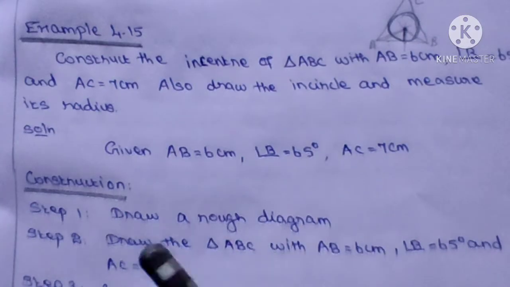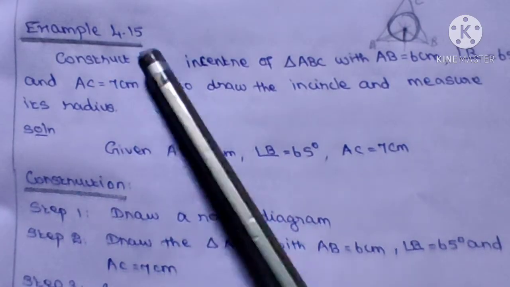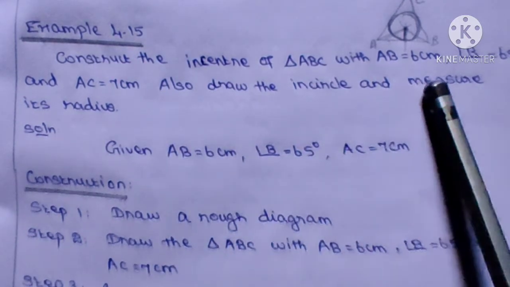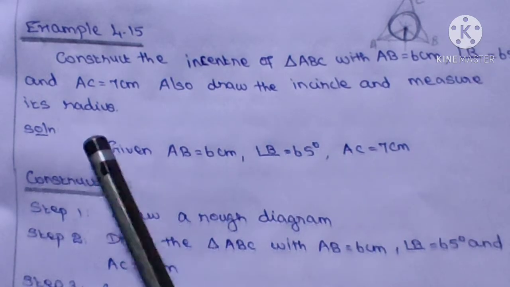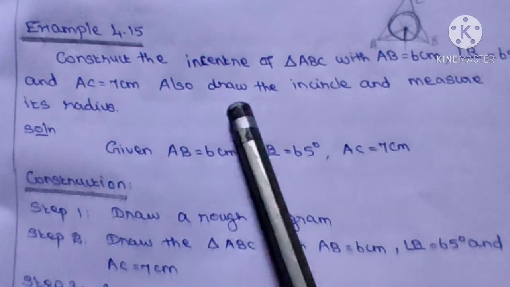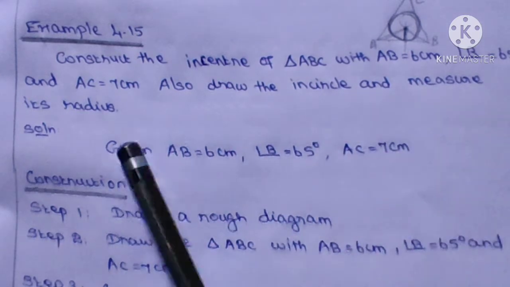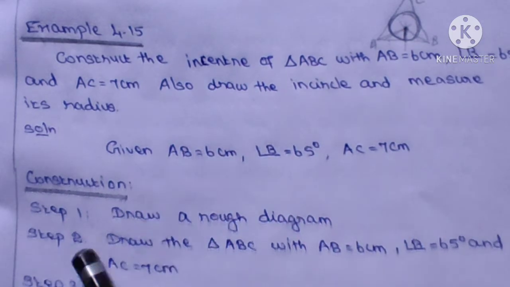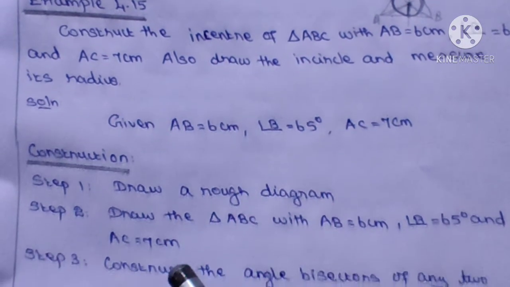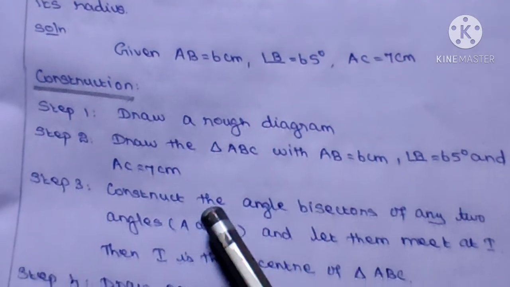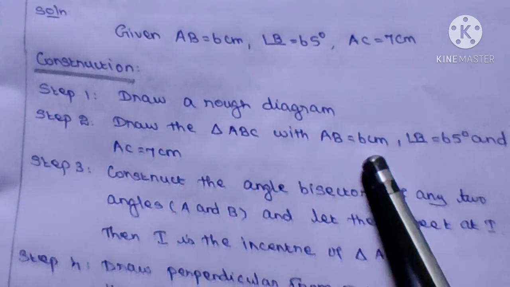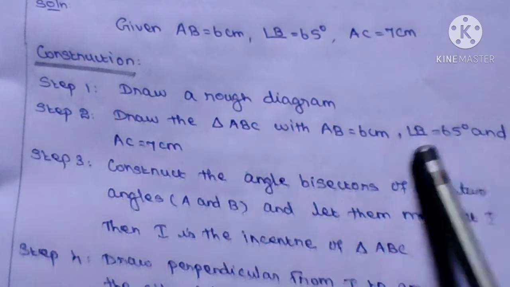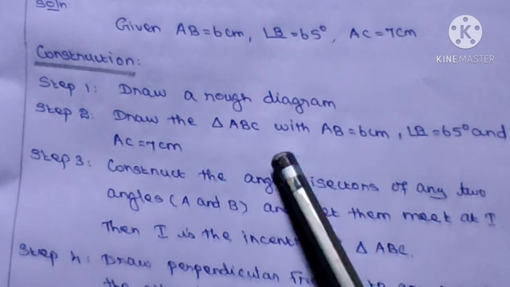Okay, listen to an example problem. Example 4.15. Construct the incenter of triangle ABC with AB 6 cm, angle B 65 degrees and AC 7 cm. Also draw the incircle and measure its radius. Write the given values. Listen to the construction. First step, you draw a rough diagram. Step 2, draw the triangle ABC with AB 6 cm, angle B 65 degrees and AC 7 cm. Using these three measures, draw a triangle.